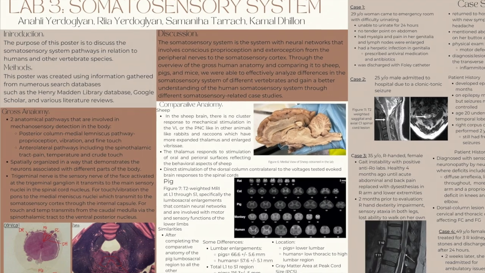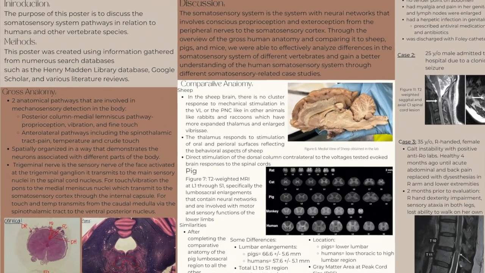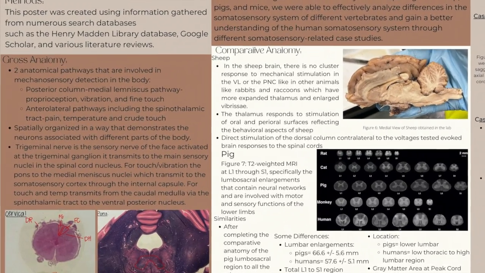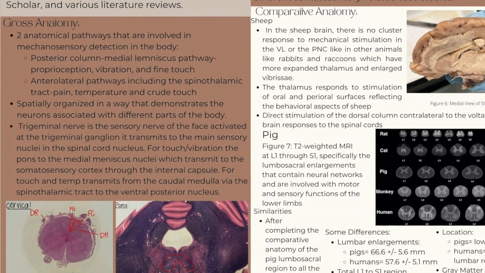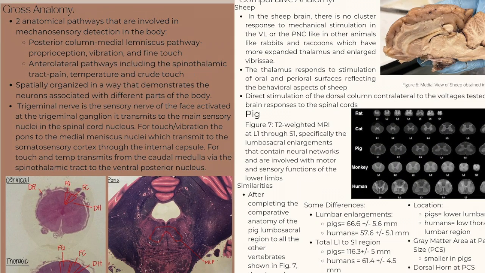This is our poster presentation on the somatosensory system. The somatosensory system outlines the two anatomical pathways that are involved in the mechanosensory detection throughout the activation of peripheral nerve to the cortex. The posterior column medial lemniscus pathway is responsible for proprioception, vibration, and fine touch. A projection is sent to the spinal cord through the dorsal root and enters the posterior horn.